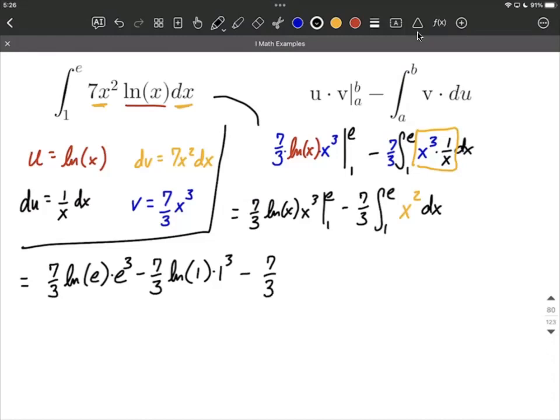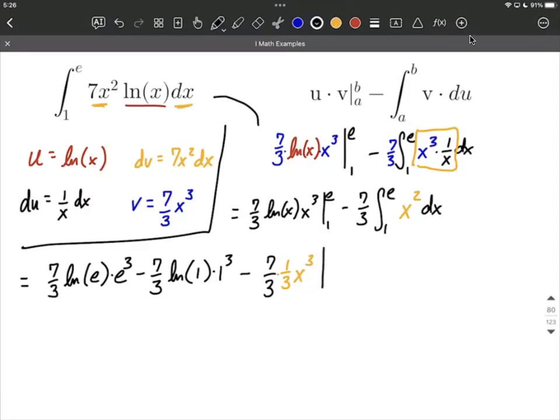minus 7/3. We want to take the antiderivative of x to the second power. So again, just like we did earlier, we're going to increase the exponent by 1. So the 2 becomes a 3. Then we want to divide by our new exponent. But instead of dividing, because we already have a fraction in front, I'm going to write that as 1 over 3. Multiplying by 1/3 is equivalent to dividing by 3.